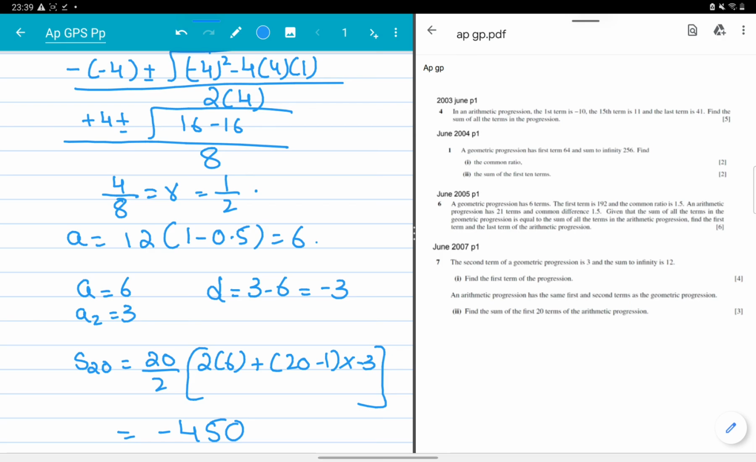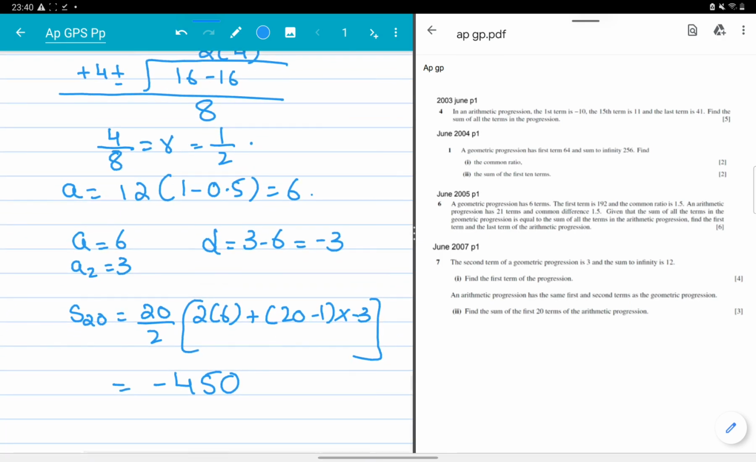So we have the first term, we have the second term. You can find the common difference by subtracting term 1 from term 2. So term 2 minus term 1 gives you minus 3. After finding the difference, we have the number of terms, we have the first term, we have the common difference. We substitute each and every value in the AP sum formula to find the sum, which is minus 450.